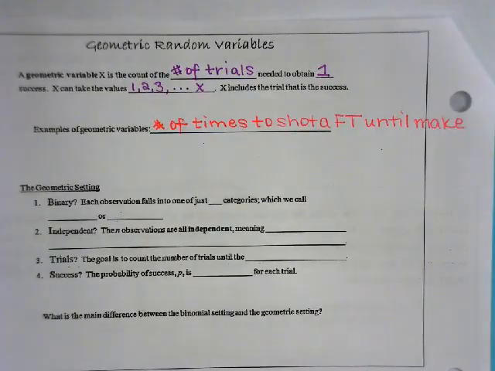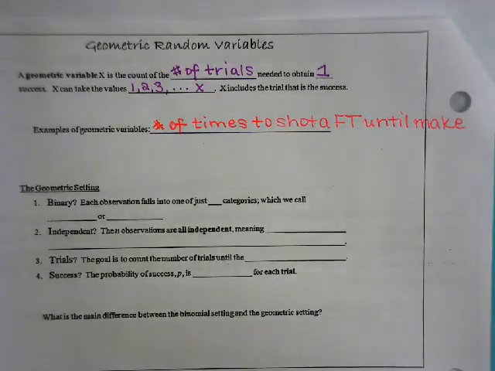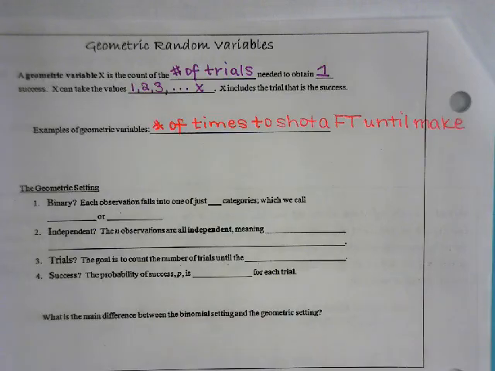All right. Another example would be something like the number of times you have to roll a die until you get a... Somebody give me a number. 2. 2.